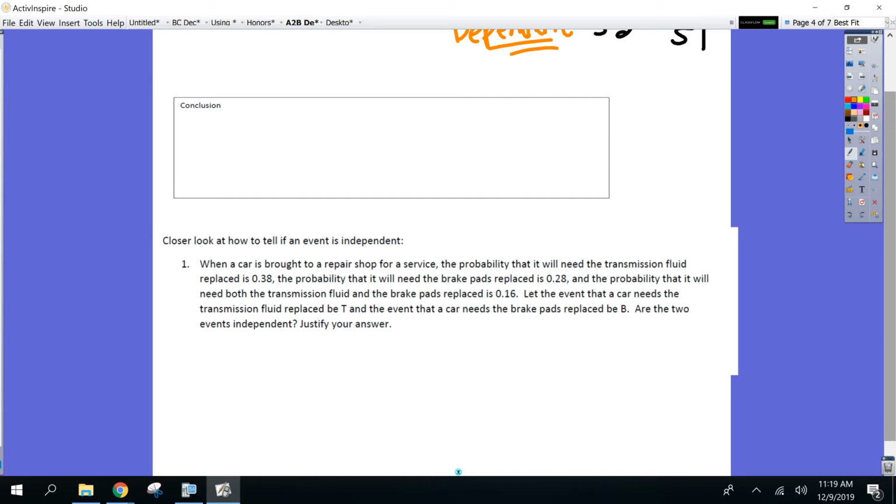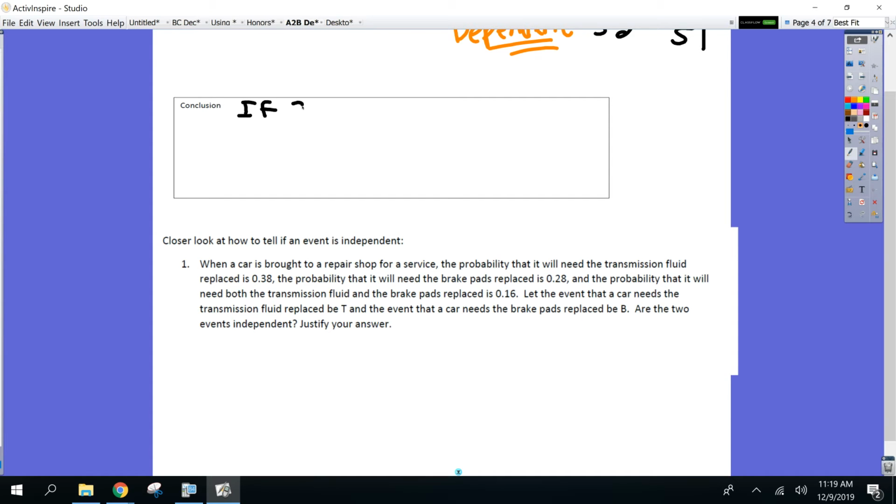So needing transmission fluid and needing brake pads, are they independent or dependent of each other? I don't know, because I'm not replacing one or not replacing like the card example. Everyone agree? What I've got to show you today is how I can tell from a problem if these two events are independent or not. I'm going to start with the conclusion first and then we'll apply it to the problem.